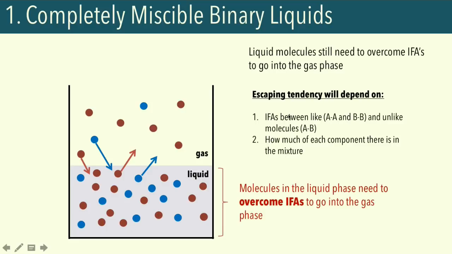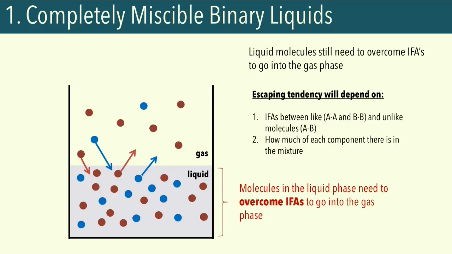This will include the intermolecular forces of attraction between the like particles, so AA and BB interactions, and also the unlike interactions, meaning interactions between A and B. It will also depend on how much of each component there is in the mixture. Overall, this tells us how many like interactions and how many unlike interactions we'll have. So we can characterize each of our solutions based on the different types of intermolecular forces of attraction between the like and the unlike particles.